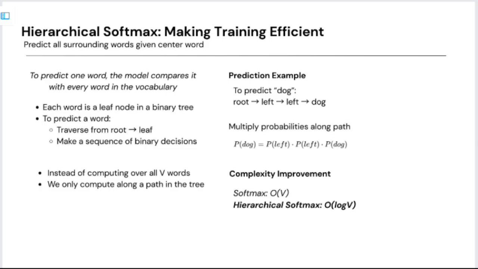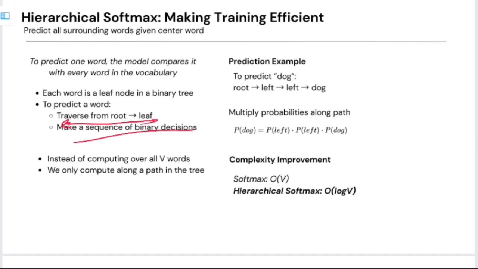So this is the hierarchical softmax method, which makes the training efficient. Instead of treating the vocabulary as a flat list, we organize it into a binary tree. Each word is placed at a leaf node of this tree. Now, to predict a word, we don't compare it with all words. Instead, we simply follow a path from the root to that word. So we traverse from the root to the leaf, making a sequence of binary decisions. At each step, the model makes a binary decision, go left or go right.